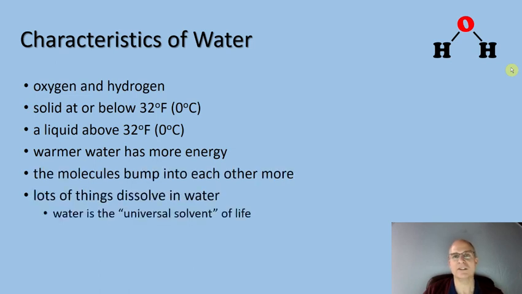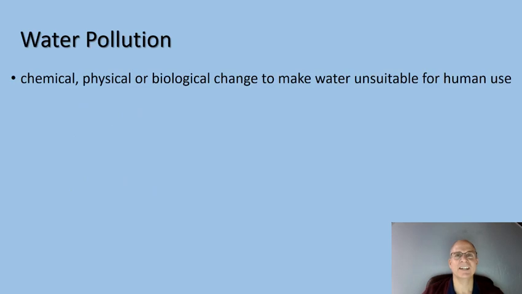So water is also very important because a lot of things dissolve in it. And in terms of living things, water is sometimes called the universal solvent because so many of the chemicals that are important for living things are actually dissolved in the water in our cells and in our body. So to define it, water pollution represents the chemical, physical, or biological change to make water unsuitable for use by humans.